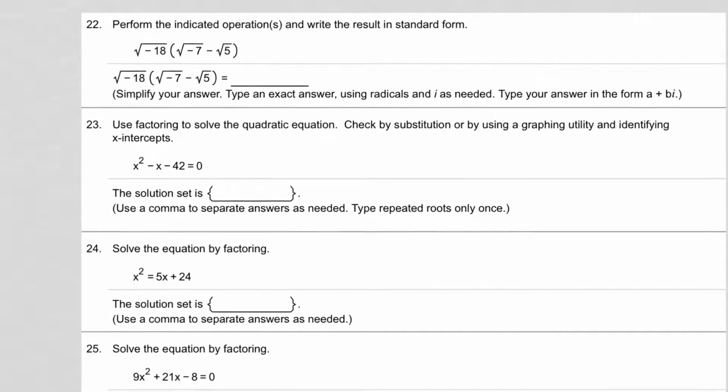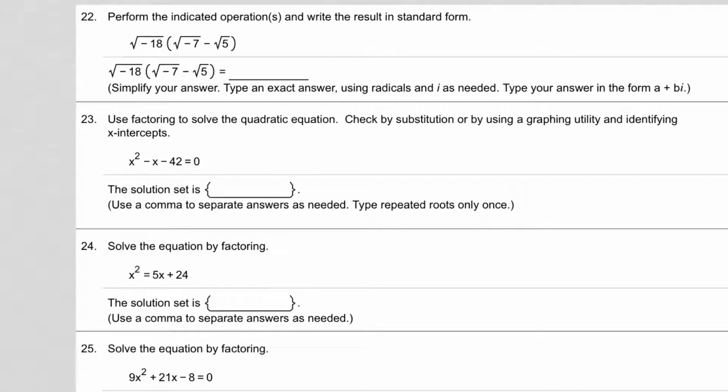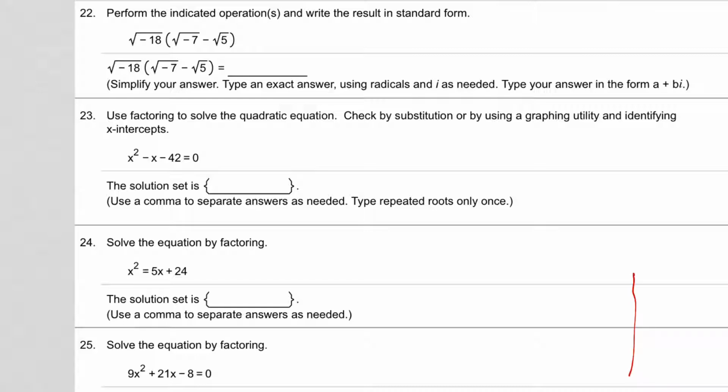Okay, so for number 22, we still have some more issues here. So again, we need to take out the i. Let's just leave it 18.